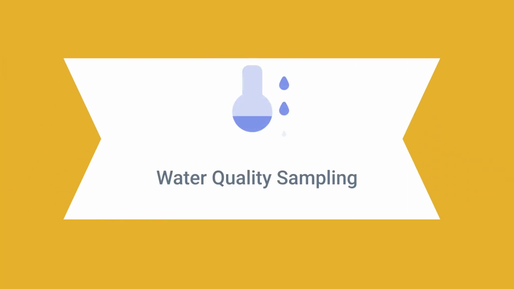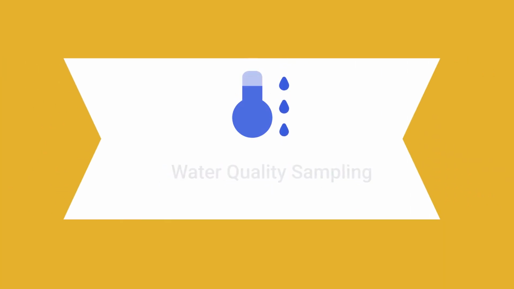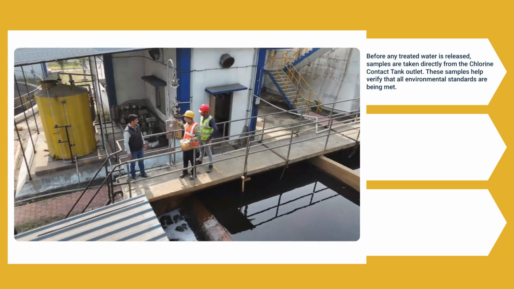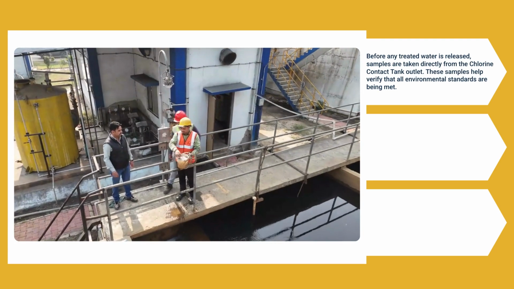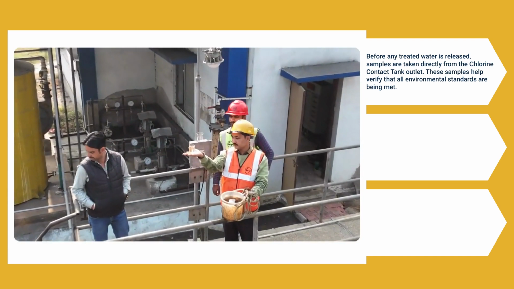Now comes the final and very important stage, water quality sampling. Before any treated water is released, samples are taken directly from the chlorine contact tank outlet. These samples help verify that all environmental standards are being met.